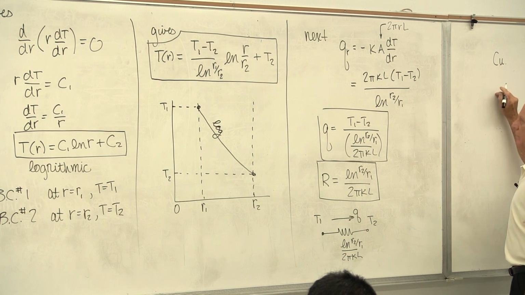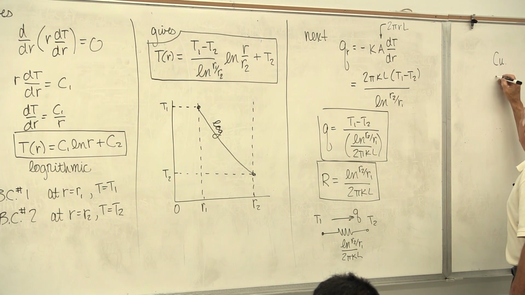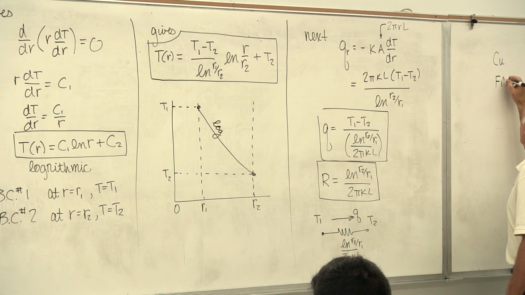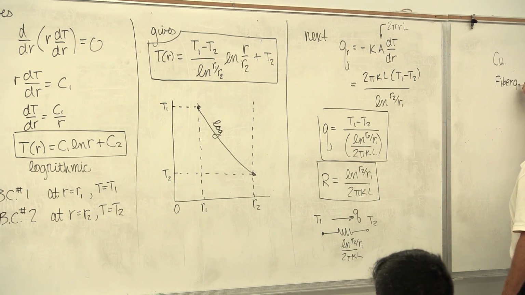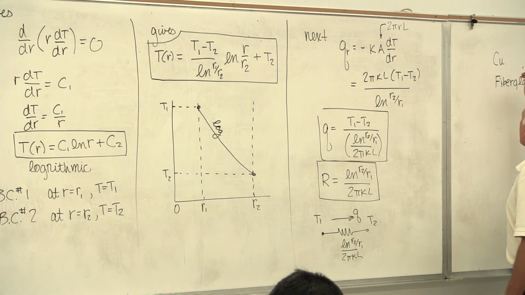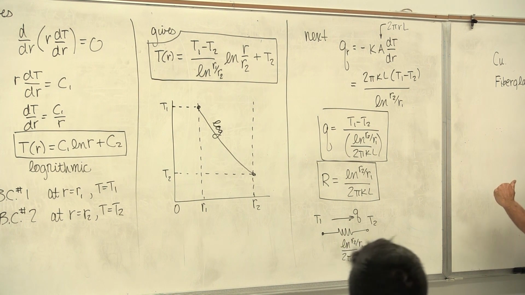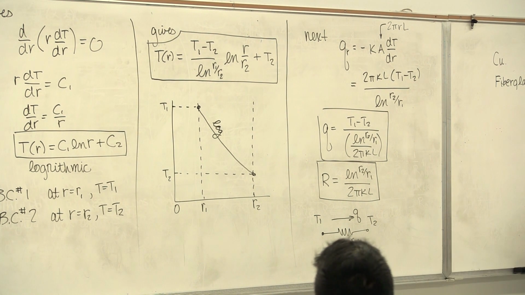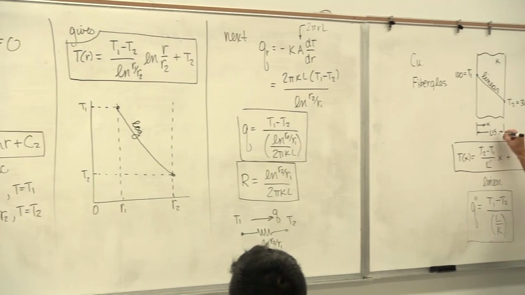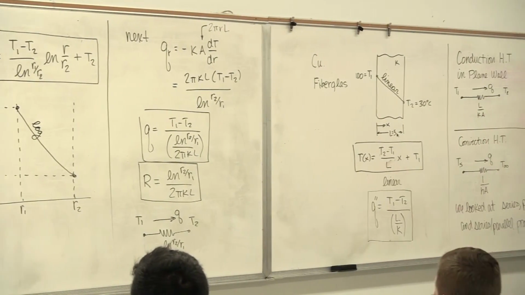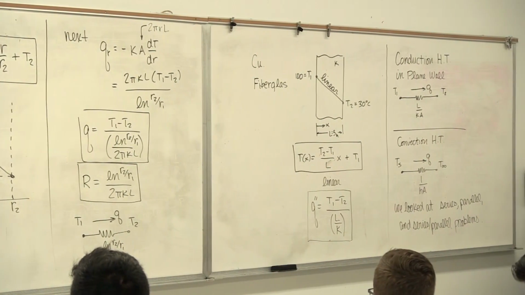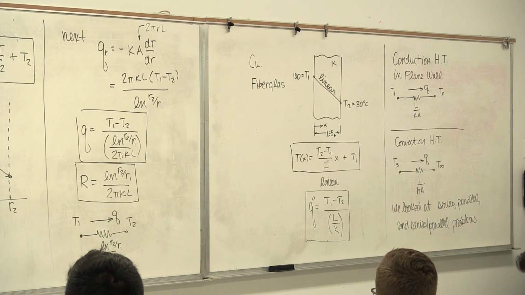copper, a really good conductor. Then it's out of fiberglass insulation. That temperature, I'll make something up. That temperature is 100. That temperature is 30. That L is 5 meters. If that wall's made out of copper, draw the temperature profile.